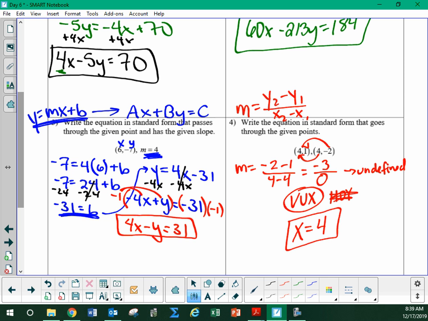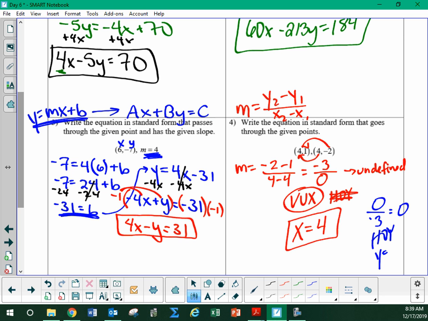What if it was the other way around, where the 0 was on top? Yeah, so let's say it was 0 over negative 3. 0 divided by negative 3 is 0, which would mean we have 0 slope, which is y equals whatever your y value is. It would be the same y value for both of them.